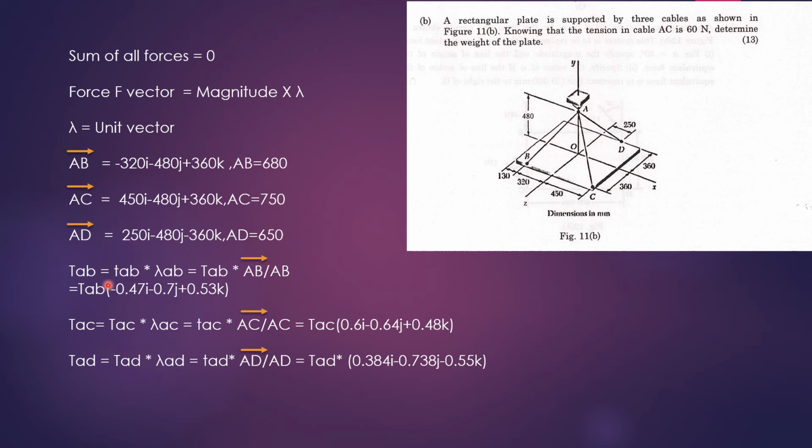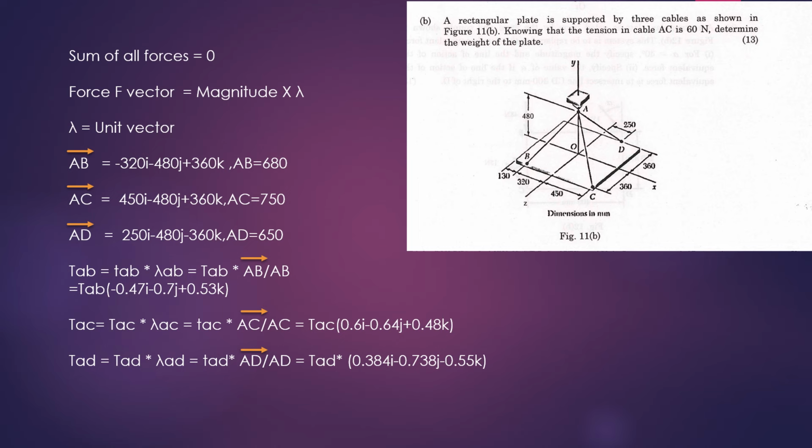Now the tension of each cable is the magnitude of that tension multiplied by the unit vector in that particular direction. This lambda AB unit vector is the AB vector divided by AB, so that you get the unit vector. So for this TAB, lambda AB is the AB vector divided by AB, which we can take from here: 320 by 680, 480 divided by 680, 360 divided by 680. That is how this AB has come. In the same way you will get AC and AD also.